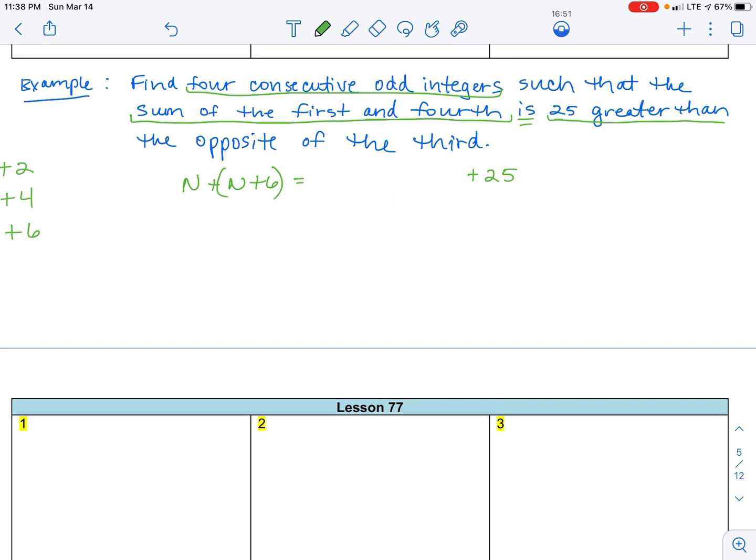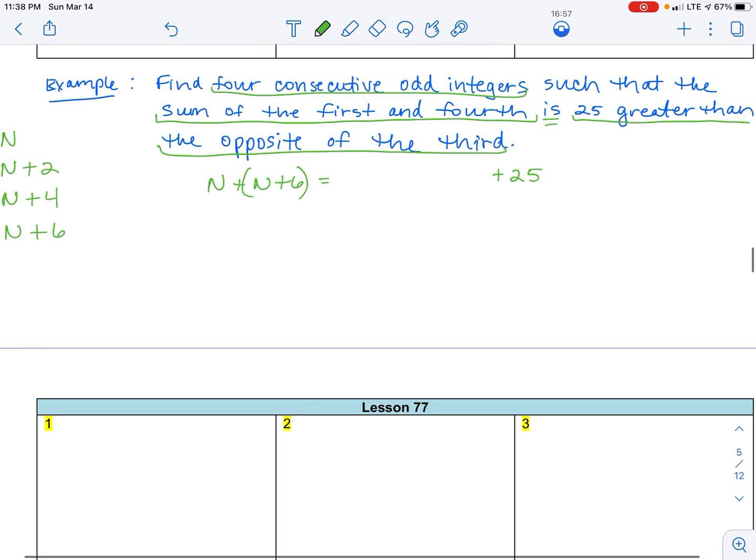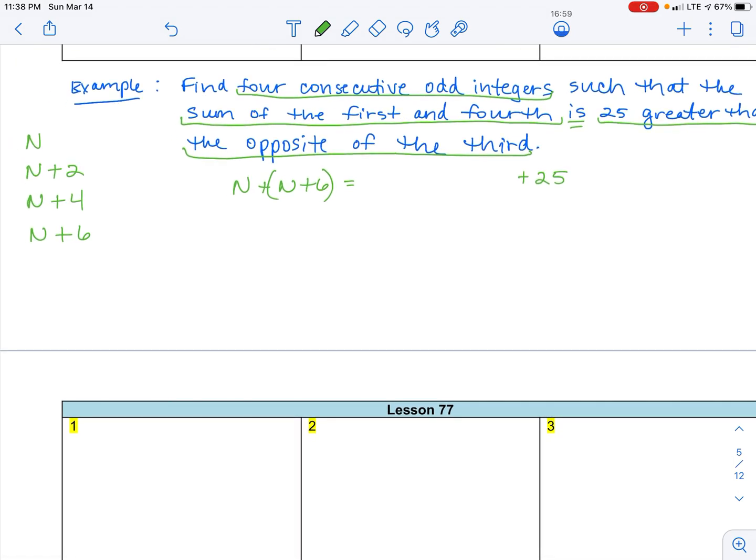So let's figure out what's going in that spot. 25 greater than what? The opposite of the third. Well, what is the third number? The third number is n plus 4, right? But they're saying the opposite of that. Well, the opposite of that would be negative that number.